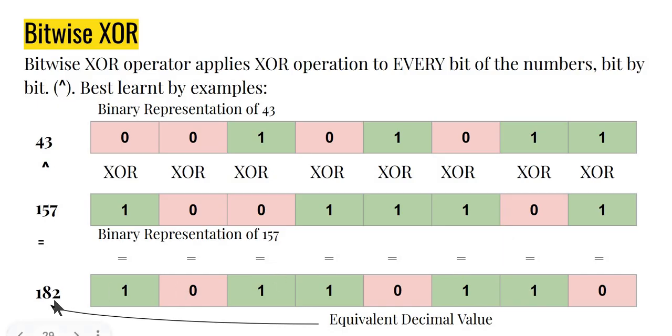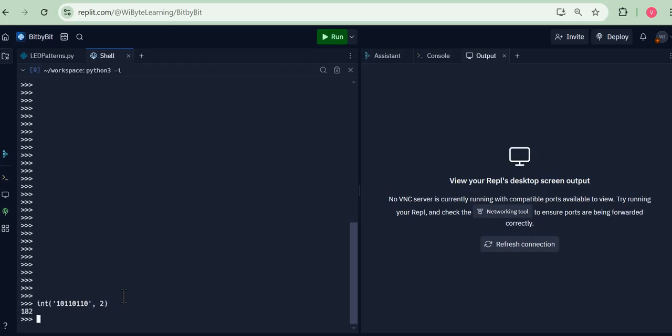The equivalent decimal here happens to be 182, and that's why if I were to do a bitwise XOR between them, with this cap symbol, we will get 182. We can see both of this. So if I were to do int of 10110110 with base 2, that's 182, which means that if I were to do 43 cap symbol 157, that is also 182, because that is the bitwise XOR between these two integers. Basically, the logic is very simple: applying XOR bit by bit to the binary representations of this and then returning me the decimal value.